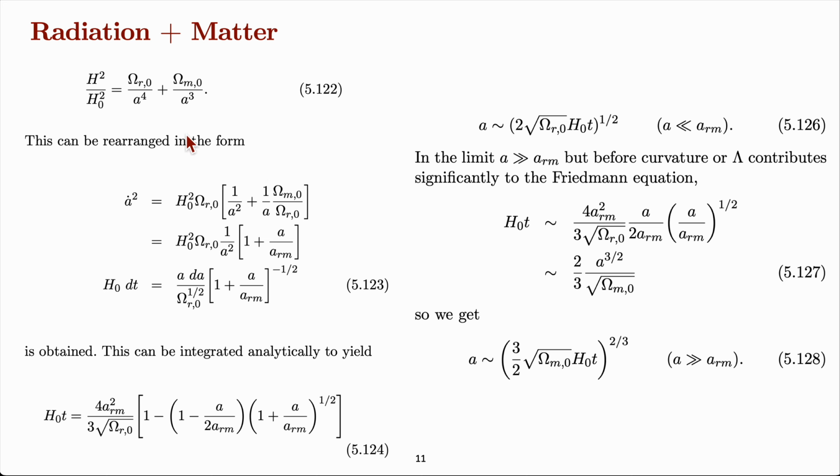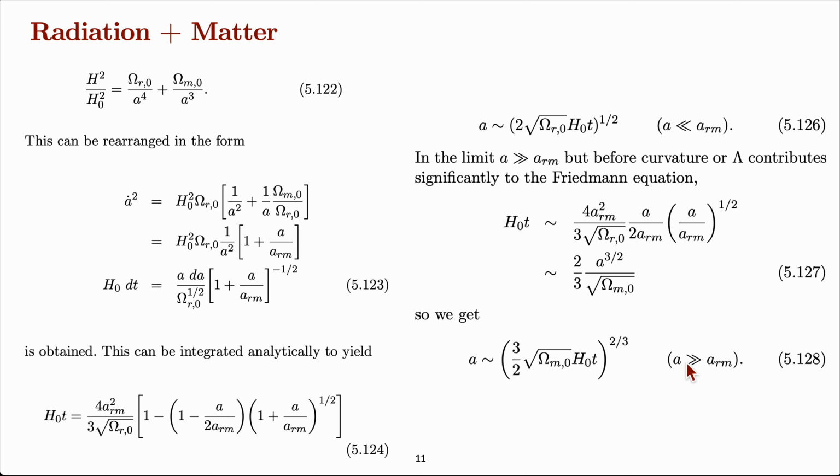Now, the other topic is called radiation plus matter. So you are given this Friedmann equation, and you can rearrange this all the way to this: H0 times dt is this. Now, this can be integrated analytically, or you can take a look at the integration table, or ask AI. And this is what you can get. And when A is very small, then you can get an approximation to this.